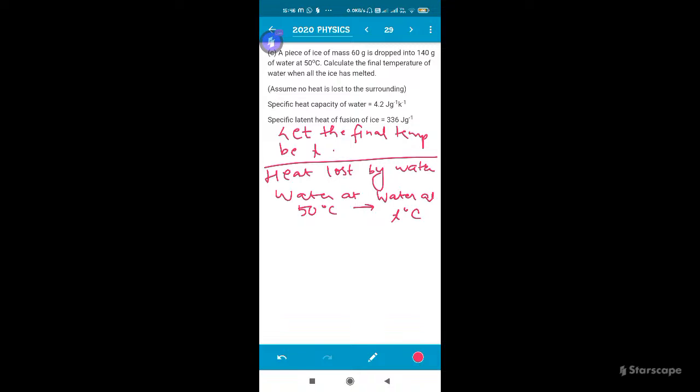So heat lost will be equal to Q equals MC delta T. Since there is a difference in temperature, this is our formula by using specific heat capacity. So our mass of water was 140 gram. So 140 into the value of C for water, which is 4.2, and delta T, that means the difference in these two temperatures. Which one will be larger? Obviously this, it is losing heat and it is becoming T degrees Celsius. So 50 degrees Celsius is the larger value. So 50 minus T.